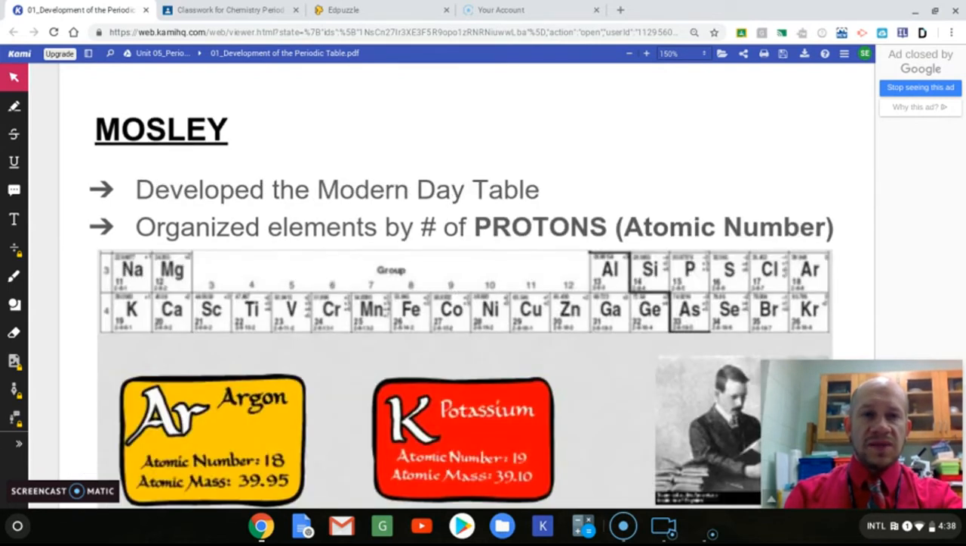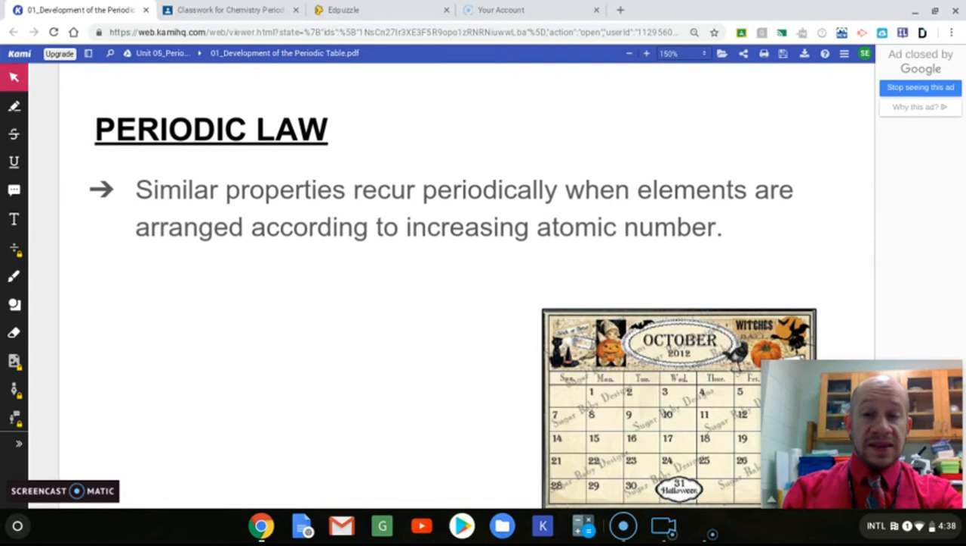Therefore, Moseley developed the modern day periodic table where he organized them based on the number of protons, aka their atomic number. And this was a more accurate representation of the periodicity of the periodic table of the elements. And that leads us into our periodic law. This is when we have similar properties occurring periodically when elements are arranged according to increasing atomic number.